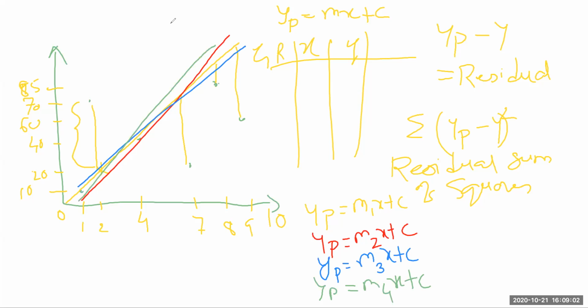So there are multiple lines I could draw. Now, the line I should consider the best fit is the line which gives me the minimum residual sum of squares. That line will be the best fit line. So a line which has the minimum residual sum of squares will be my best fit line.